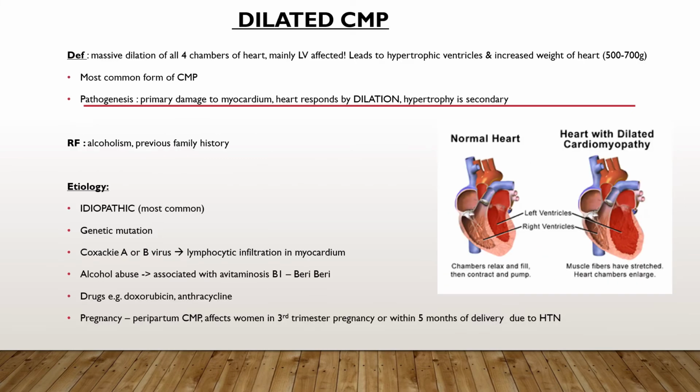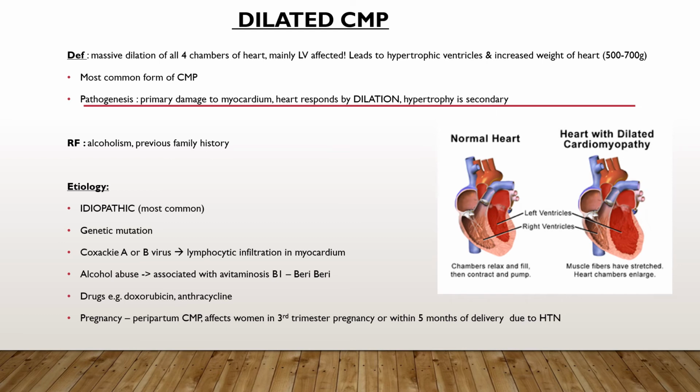If we have dilated cardiomyopathy, all 4 chambers of the heart are dilated, typically the left ventricle. So if it's dilated, it leads to hypertrophic ventricles with increased weight. You don't need to necessarily learn the value, but just know it in case. Dilated cardiomyopathy is the most common form of cardiomyopathy, and it's caused by a primary damage to the myocardium, to which the heart is going to respond by dilation primarily. Hypertrophy is secondary, and this is quite a high yield fact, so remember that.